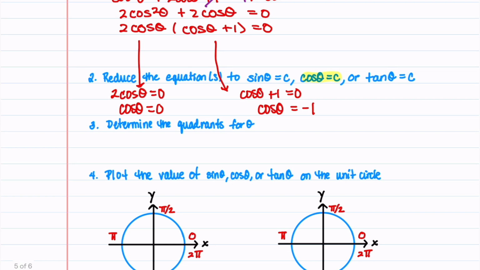Let's now think about the quadrants. Since cosine theta is equal to 0, theta is going to be located at a coordinate point. And when cosine theta is equal to negative 1, it's also going to be located at a coordinate point.